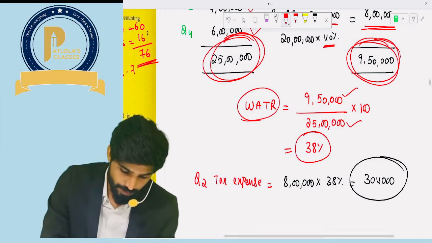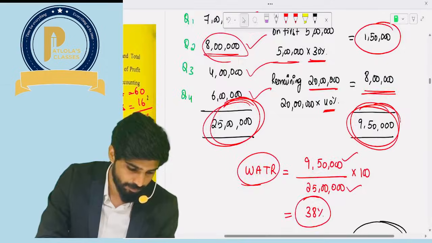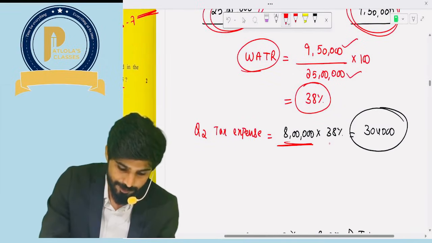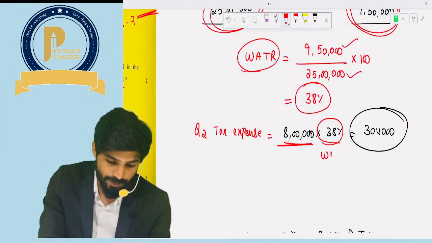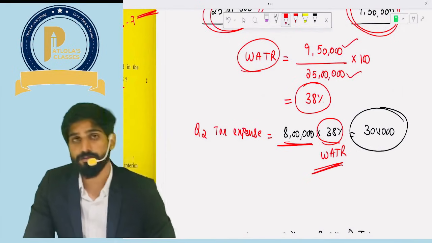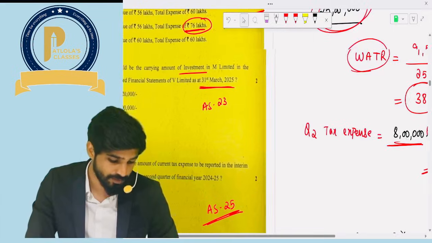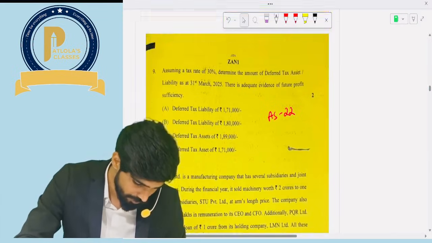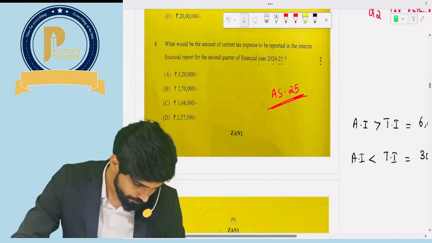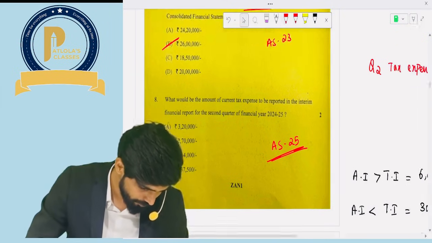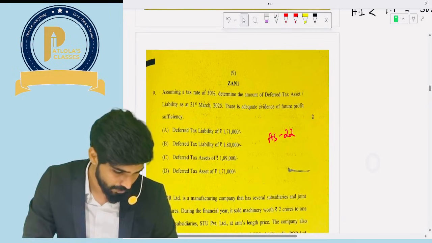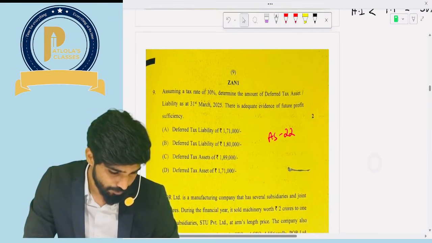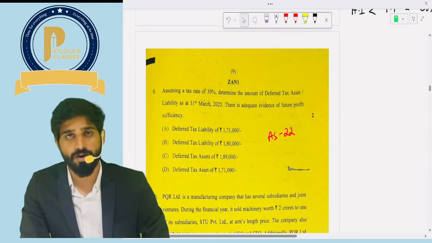So in second quarter, tax expense will be, second quarter income is how much? 8 lakhs. 8 lakhs, you cannot apply 40%, you have to apply weighted average tax rate, that is 38%, which will give an amount of 3 lakhs 4,000. So how much will it be? 3 lakhs 4,000. Wonderful. Let us now come to the ninth question. What is ninth question? They are assuming tax rate is 30%, whether we have to create DTA or DTL.